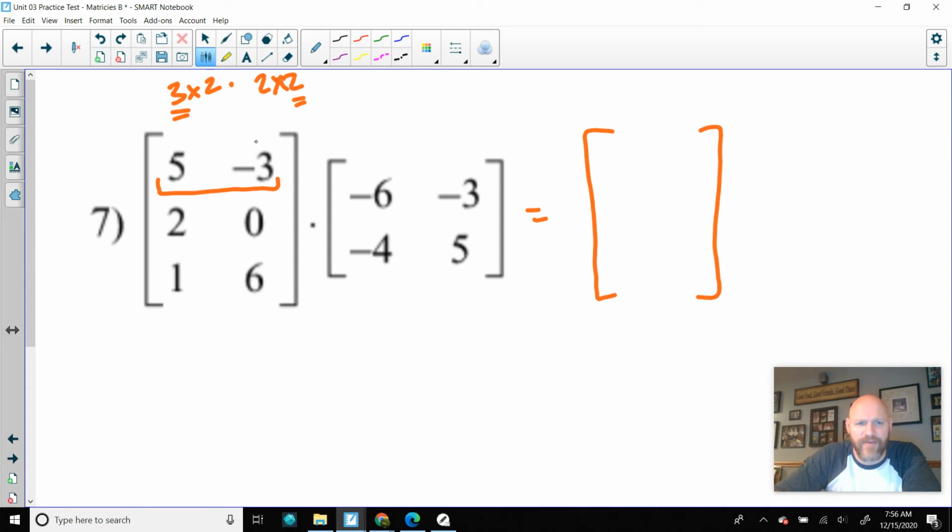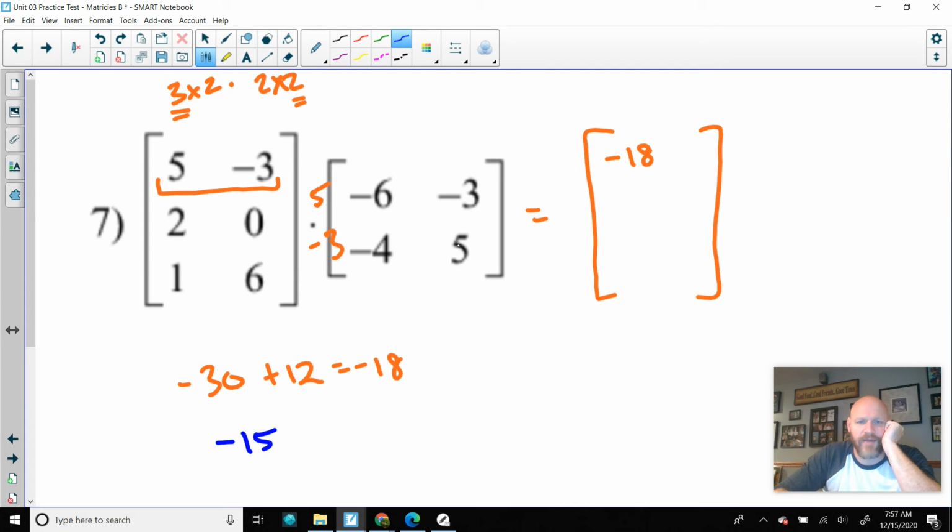I grab my 5 and negative 3. I walk it up, drop it in. And I'm going to do 5 times negative 6 is a negative 30. And negative 3 and negative 4 is a positive 12. When I add those together, I get a negative 18, and that would be in the upper right-hand corner up here, negative 18. I'm going to take my 5 and negative 3 and multiply it to the next column. This is going to give me 5 and negative 3 is a negative 15. Negative 3 and 5 is another negative 15.